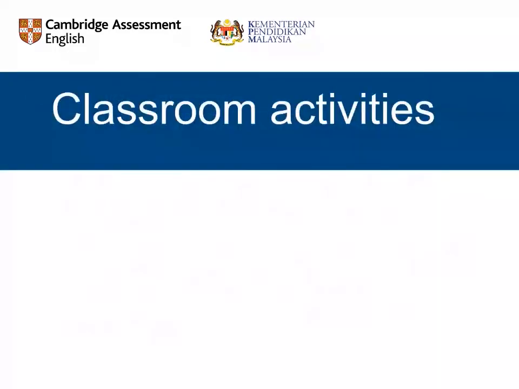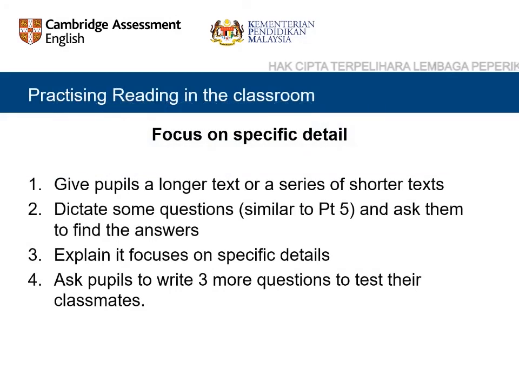In this final section of the video, I will suggest some activities that you can use with your pupils to practice key skills for the reading and use of English paper in the SPM exam. The key skill in the reading and use of English paper is understanding specific detail. In order to practice this, give pupils a longer text or a series of shorter texts on a topic that they will find interesting. Dictate a few questions to them which focus on specific detail. These questions could be similar to those which they will encounter in Part 5 of the exam.